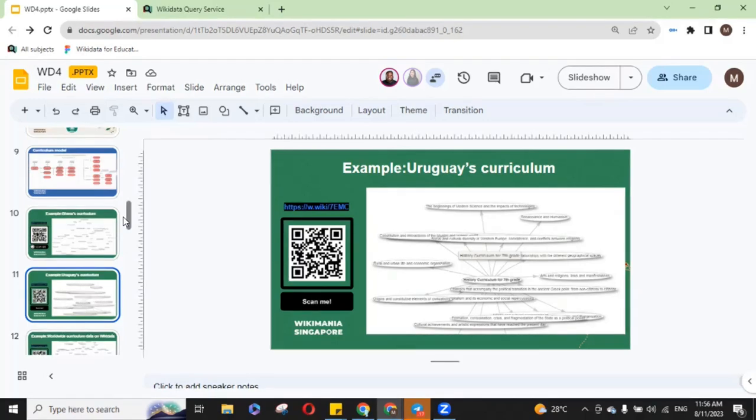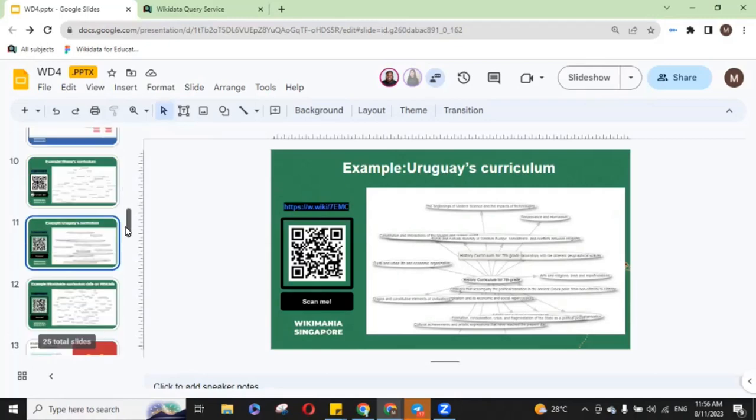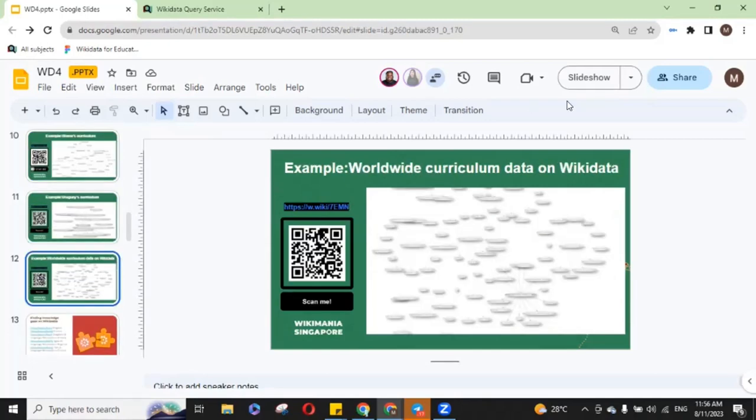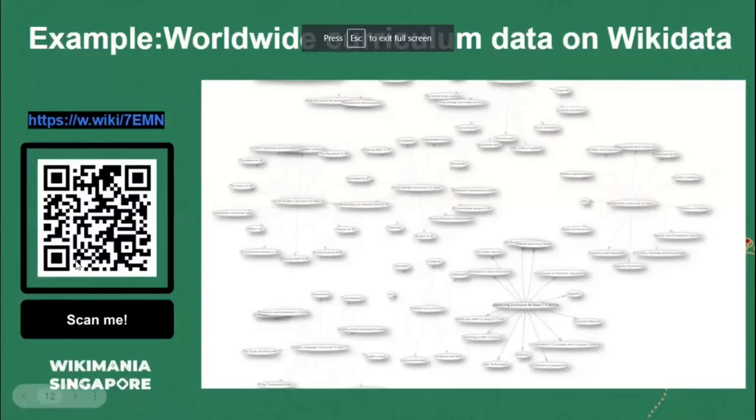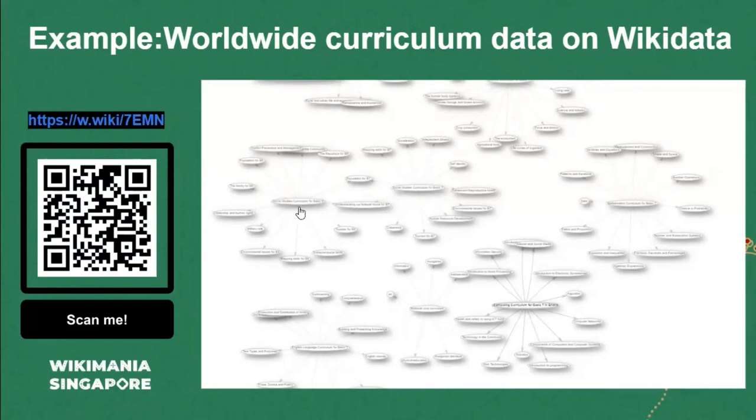Now, we're thinking about what is the broader perspective of Wikidata with regards to curriculum information. If you look at this QR code, you're going to find all the curricular data currently uploaded on Wikidata. And that is pretty much found here. Because of time, I would have loved to go into the nitty-gritty for you to find every item. But once you have this link, you'll be able to navigate through all the items.